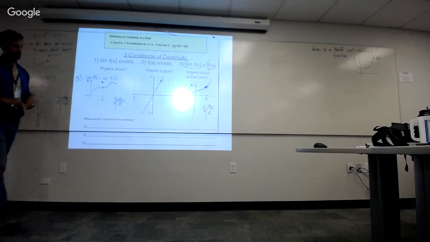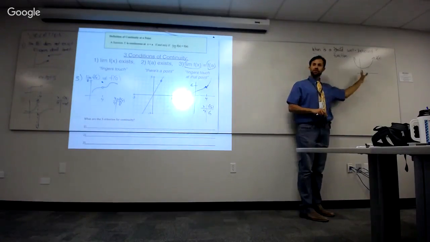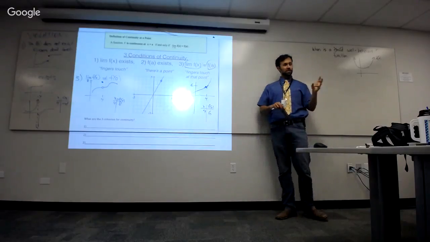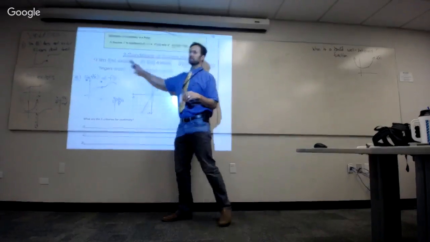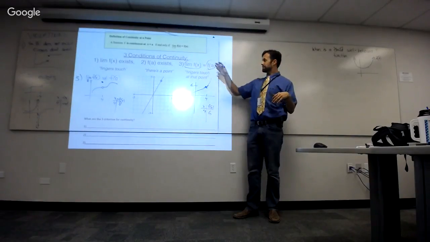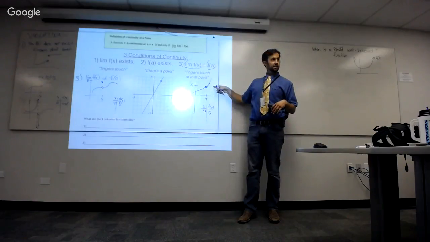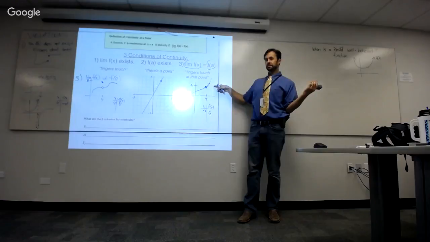And so going back to my, too bad I already erased all these. When is a function well-behaved? It's only well-behaved if these 3 conditions are met for every single point on the graph. So if you could choose any point on the graph and say that these 3 conditions are met, then the whole graph is well-defined and it's well-behaved.